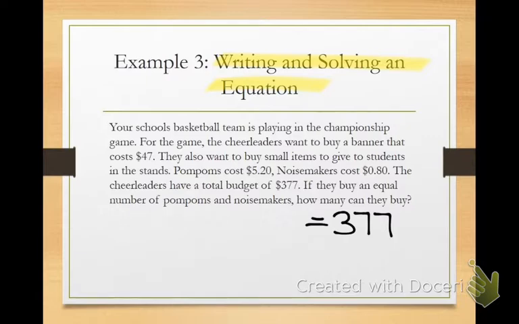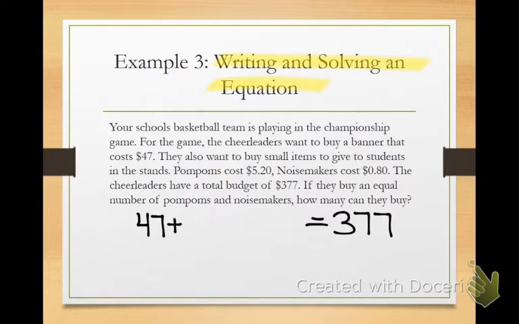Now our next step is to look for any values that would go on the left side that would not be connected to a variable or affected by the number of something being purchased. Anybody see any numbers over there? 47. 47 is just the cost of the banner. Now, the pom-poms and noisemakers, I don't know how many I can buy. So that's going to be my variable.